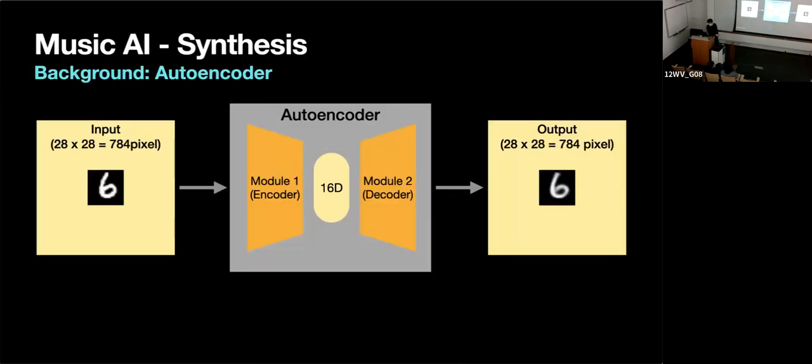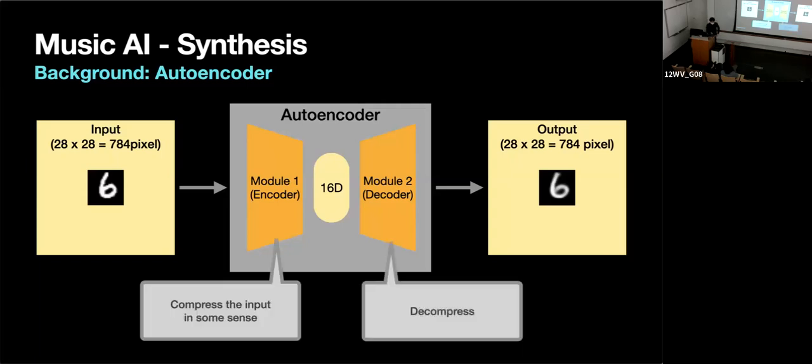Finally, another background item, the last one, the autoencoder. I believe this was already covered somewhere in the lecture. Very quickly, we have input data, in this case a 28x28 image. In the autoencoder, we have module one, which is the encoder, and module two, which is the decoder. All in all, we have this encoder-decoder structure, and usually it is trained to reconstruct the input. In some sense, it's compressing and then decompressing, although sometimes it is not compression. In this case, the 784 pixels become a 16-dimension vector, and then are decompressed to reconstruct the 784-pixel data again.